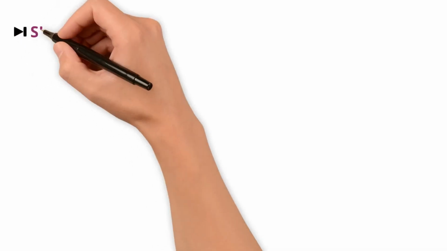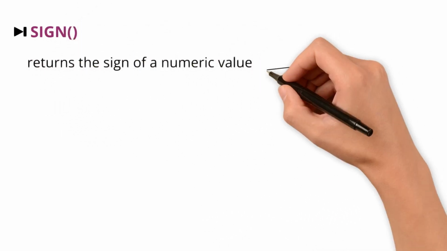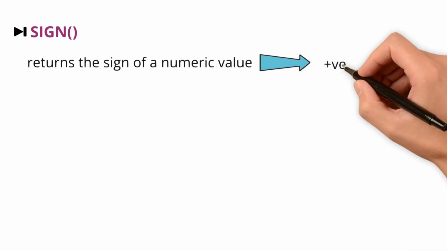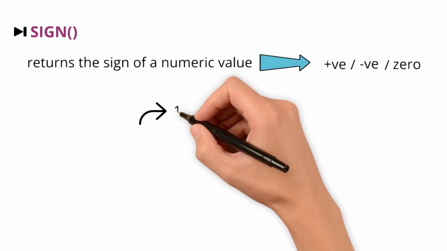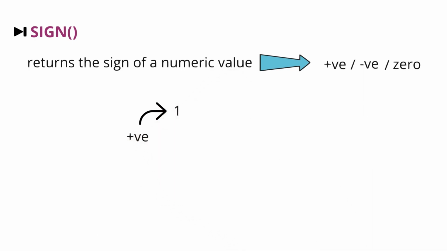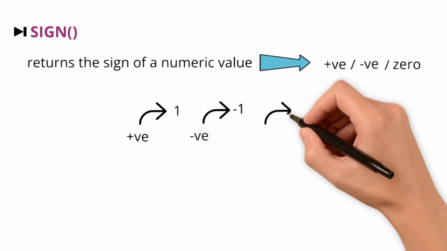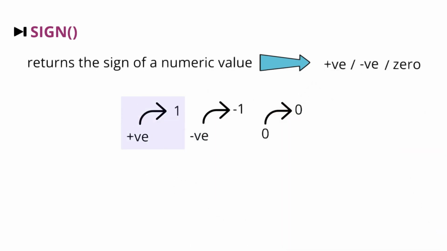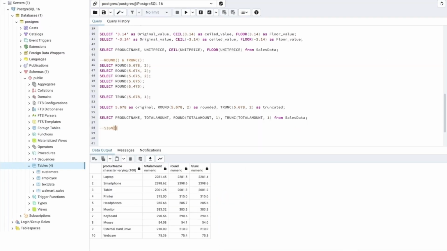Next one, sign function. It returns the sign of a numeric value, indicating whether the value is positive, negative, or 0. It returns 1 if the value is positive, -1 if the value is negative, 0 if the value is 0. Simple, isn't it? Let's check. Let's check positive, negative, and neutral values that the sign function would retrieve.